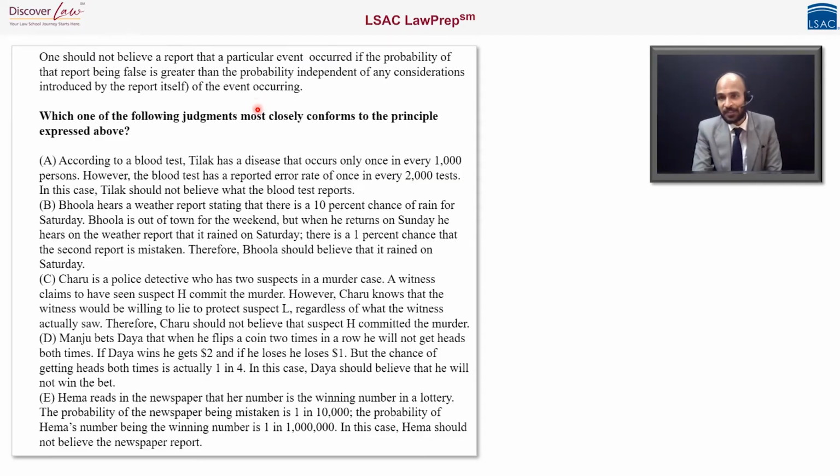Right, interesting question statement. It says, which one of the following judgments most closely conforms to the principle expressed above? Which means that what you have here above is a principle, and what you have here are 5 judgments. Out of these, one most closely conforms, which means most closely is in consonance, is according to the principle given here. So you are to pick which one that judgment is.